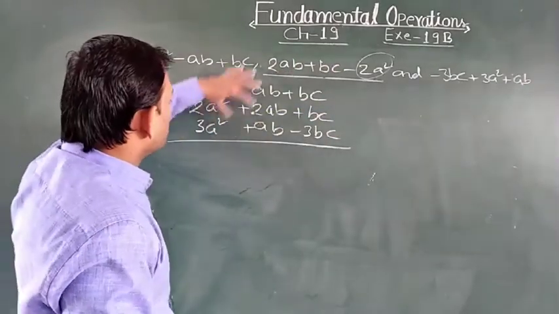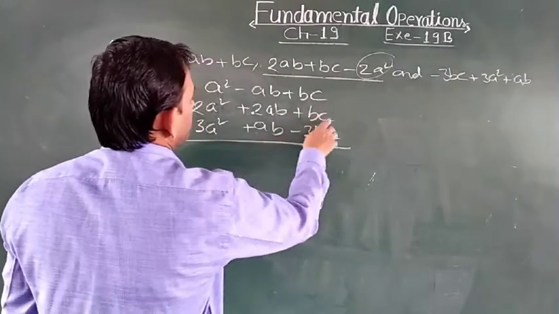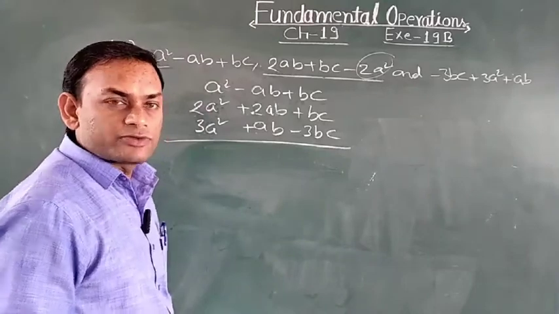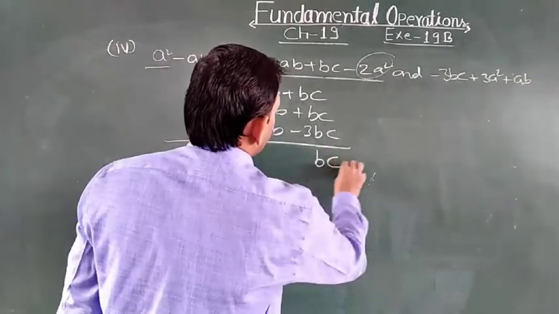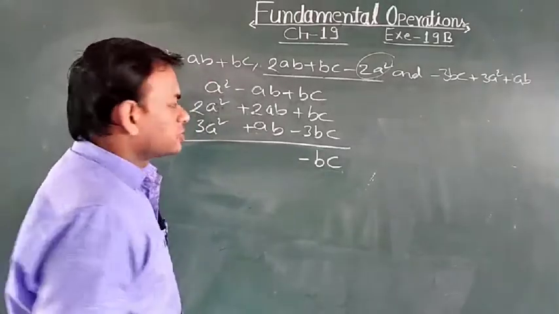Okay, I have written all the like terms in the same column. Now bc plus bc is 2bc, and minus 3bc. Whenever the plus and minus signs are there, we always subtract. So we will get bc with a minus sign, because the minus 3bc is greater than the plus 2bc.